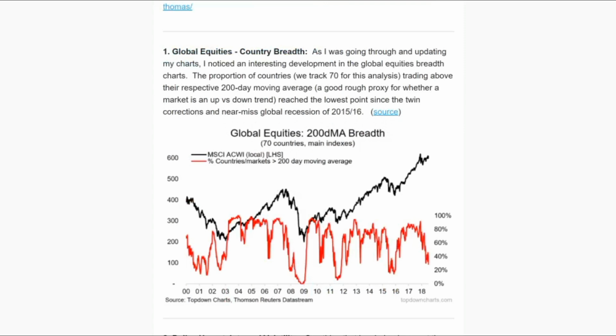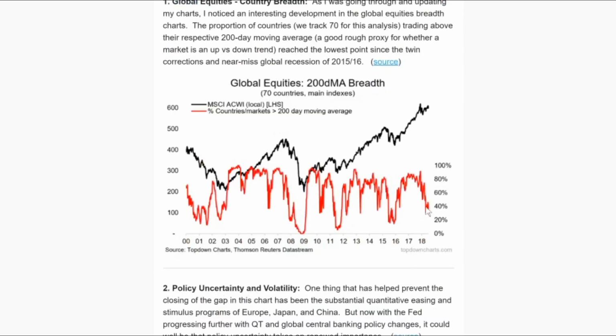For chart 1 is global equities country breadth, and just to first quickly explain what we're looking at here, the red line is the percentage of countries or markets that are trading above their 200-day moving average. It's 70 countries that we look at on this, and you can see that it's in the 20s there, so only 20% of those countries are trading above their 200-day moving average.